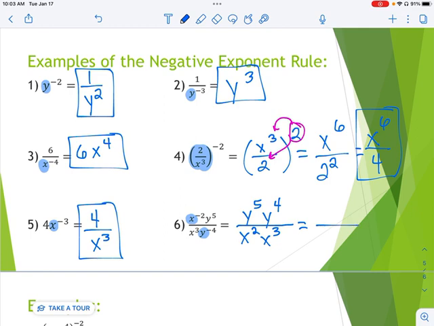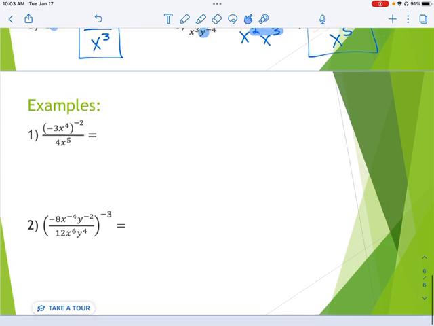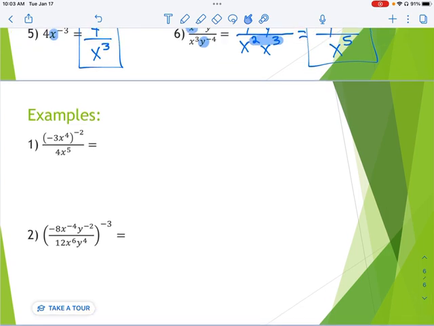The last thing we're going to do here is take these, and remember now we have common bases, so I'm going to add my exponents and I'm going to add my exponents. So this ends up giving us y to the 9th over x to the 5th. And that's how we handle negative exponents. Now, let's try putting several things together.